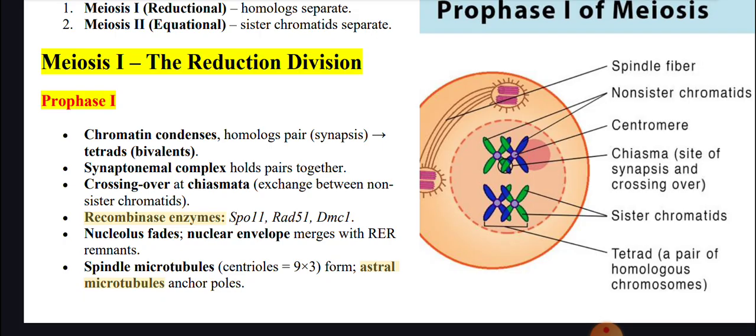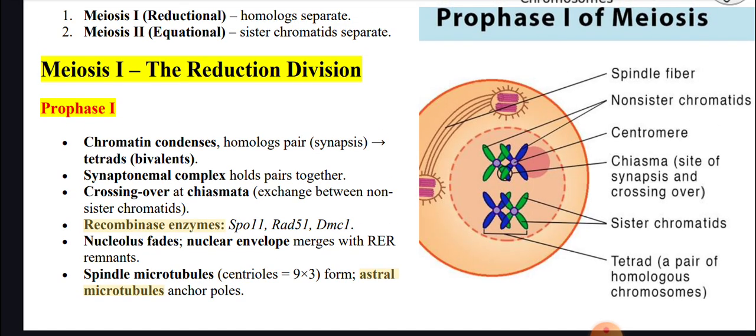The sources specifically mention SPO1. Think of SPO1 as the molecular scissors. Okay. It initiates the whole thing by making a controlled double-strand break in the DNA. That break is needed to start the exchange.